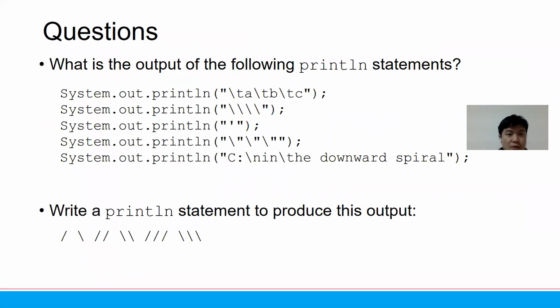Now, what will be the result? If we have backslash t A, backslash t B, backslash t C, then it will be a tab and then A, and then a tab and then B, a tab and then C. Yeah. What will be this one?